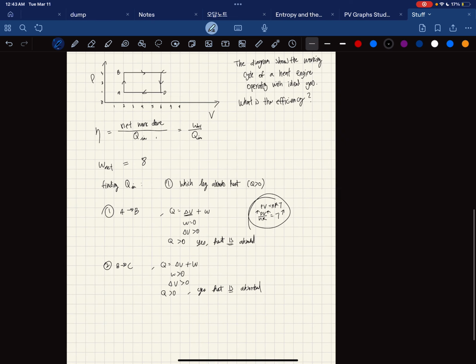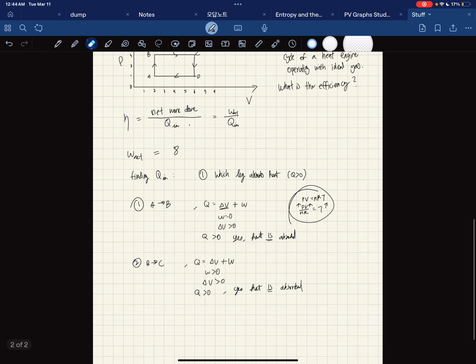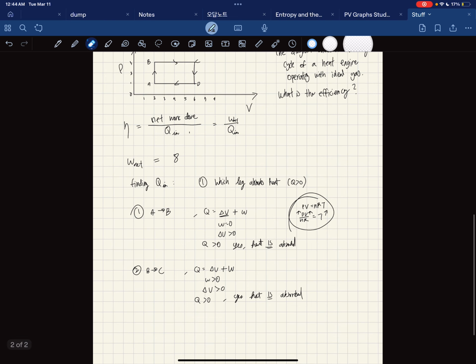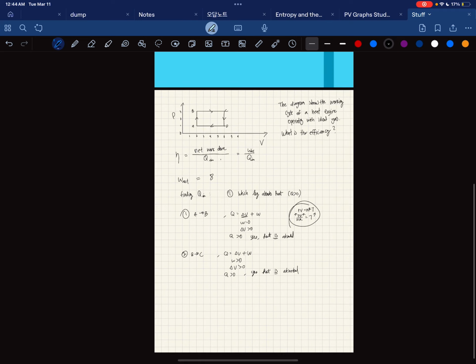Now you get the gist of it, and you can find if heat is absorbed or released for C to D and D to A. I think that's quite simple to do, so I'm just going to skip over and tell you that for C to D and D to A, there is energy transfer from the heat engine to the surroundings. So heat transfer is negative, not positive. So when we're calculating Q in, we are only going to look at A to B and B to C.